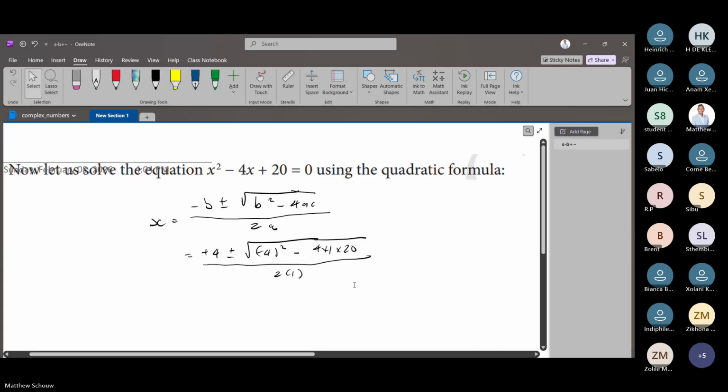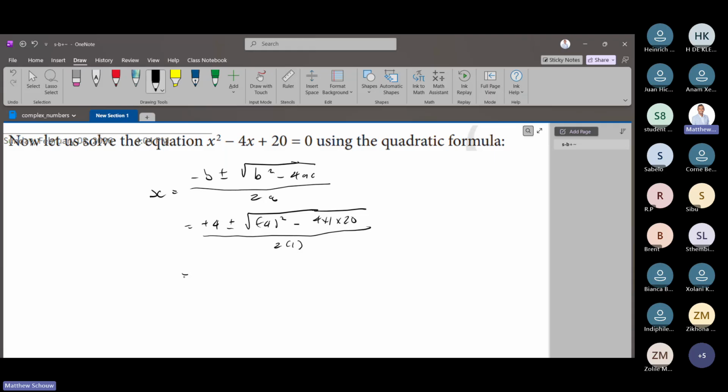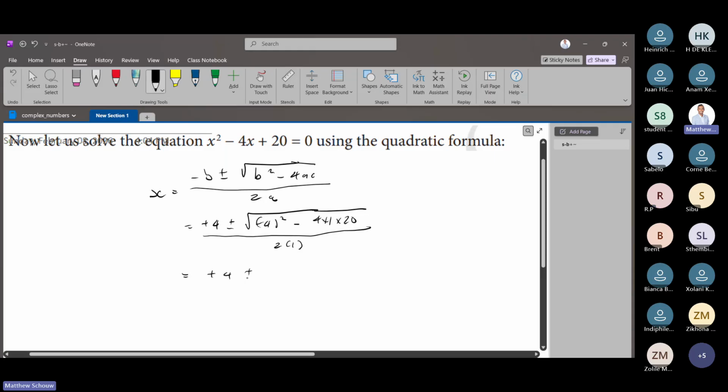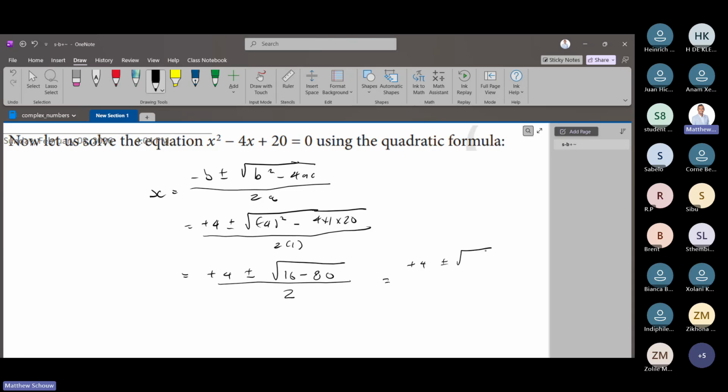Okay. So this will be plus 4. We have a plus minus. Over here, we have a 16 minus, what is that? Is it 80? And divide this by 2. This should be plus 4 plus minus the square root of 16 minus 80, that'll be negative 64, divided by 2. Are we able to find a square root of a negative number?